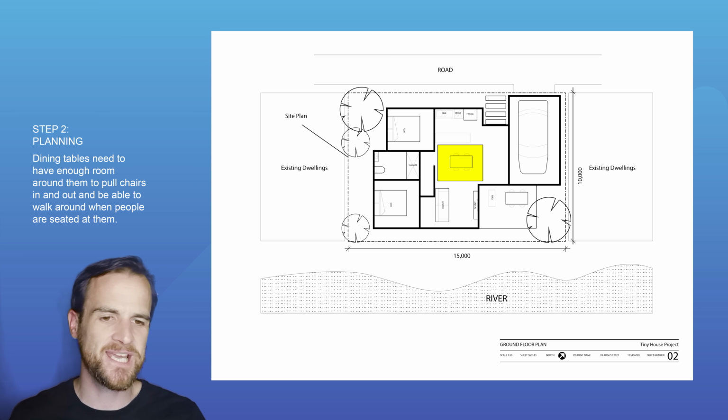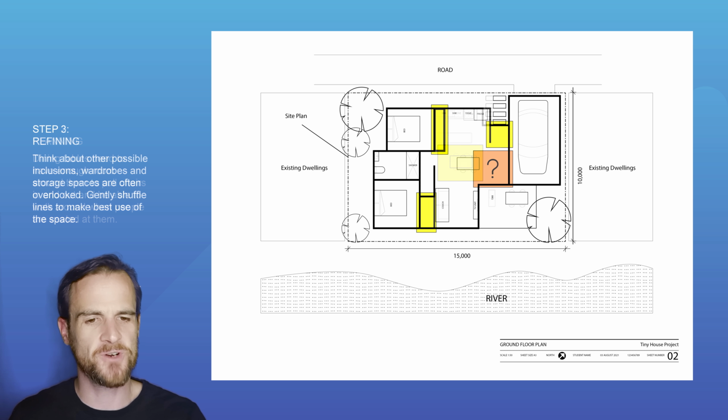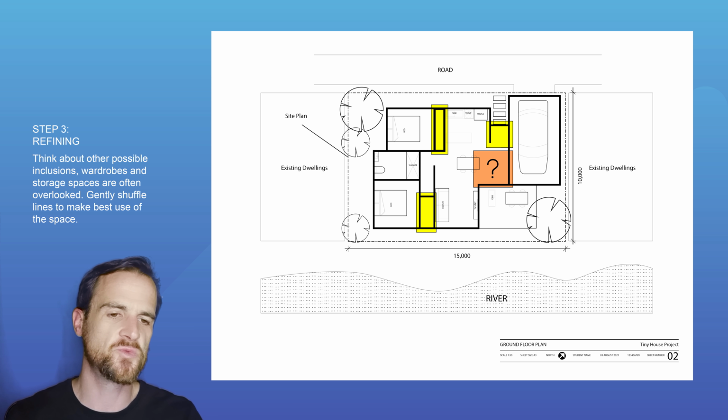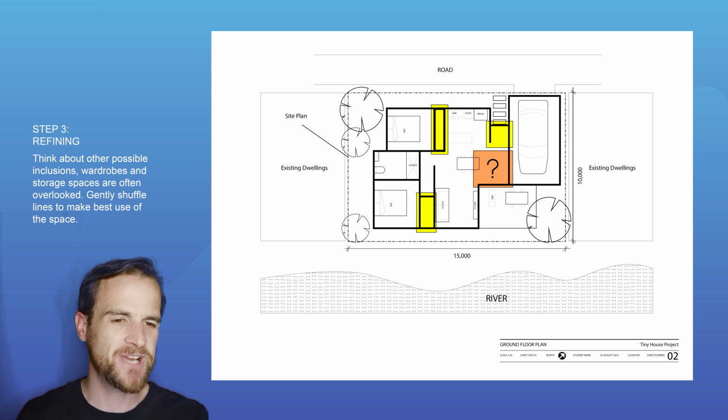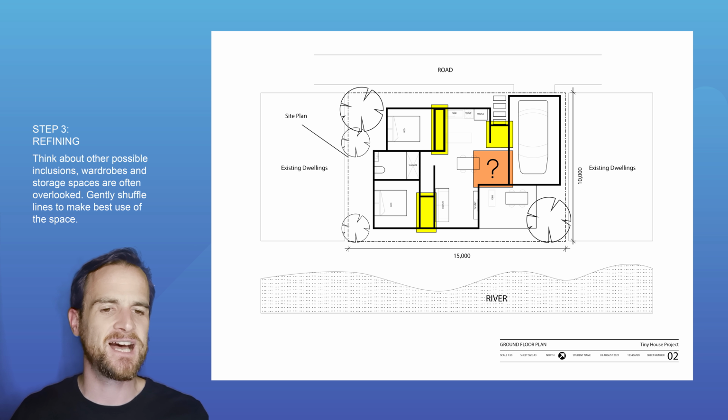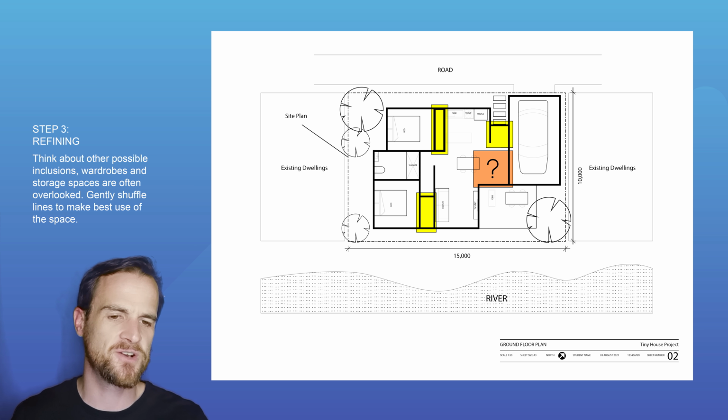Now we've done that planning and we're going to go into some refining. Now what I've added in already is a couple of different things. You can see at that entrance, I've added a bit of wall to kind of close off that entrance. So you kind of walk into an entryway. Those other two yellow areas are some wardrobes.